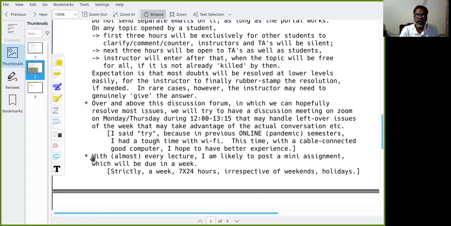Now, this is important. With almost every lecture, I am likely to post a mini assignment, okay, which will be due in a week. Now, this a week is strictly a week. That means 7 into 24 hours.